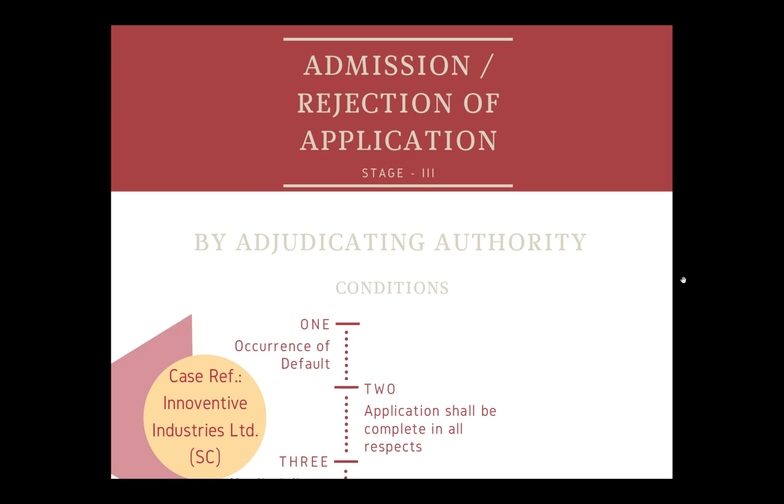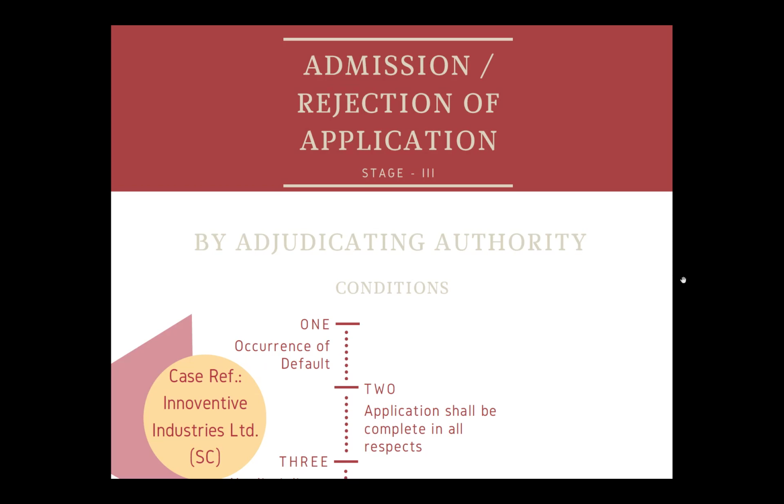So for an adjudicating authority, that is the NCLT, where an application for initiation of CIRP has been made, they can look into only 5 major conditions. If these conditions are met, the adjudicating authority will admit the application. If any of them is not met, the adjudicating authority will reject the application. So what are those conditions?